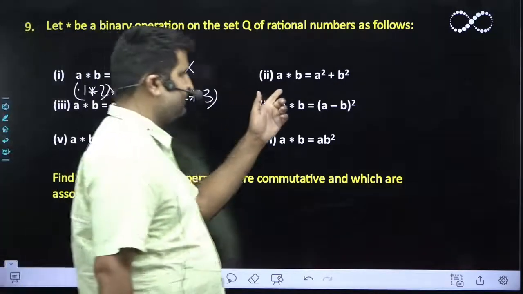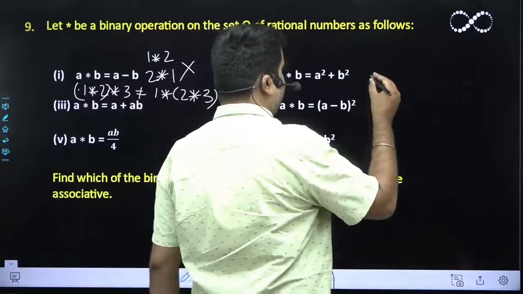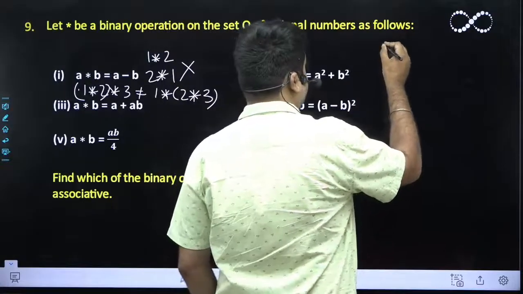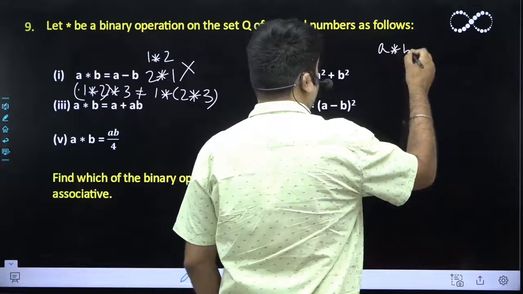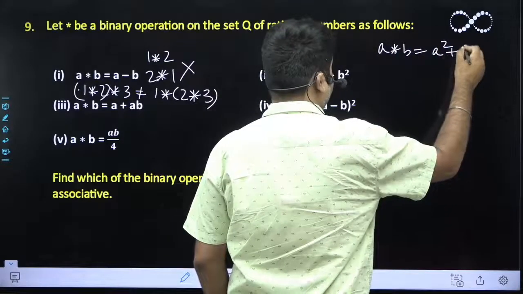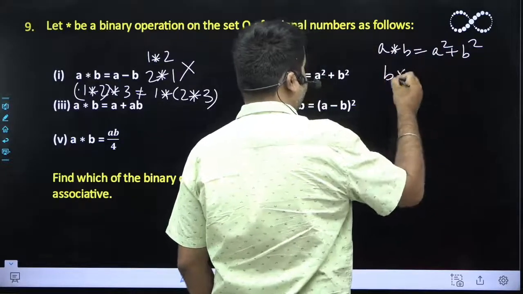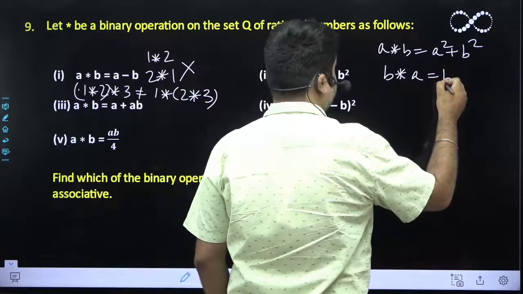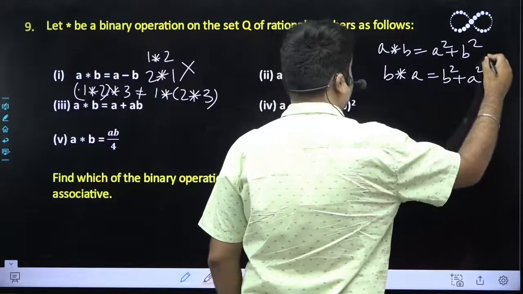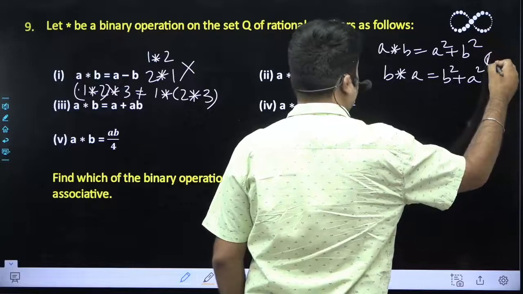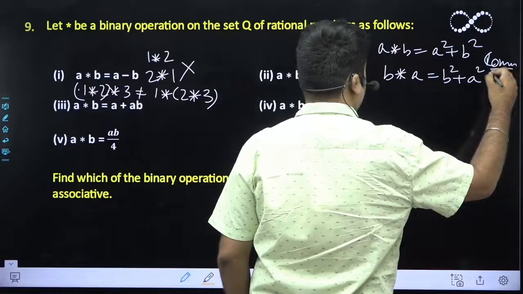But in this case, we have to see it will be pretty different. What is A star B? A square plus B square. What is B star A? B square plus A square. So both are equal. Therefore, this will be commutative for sure.